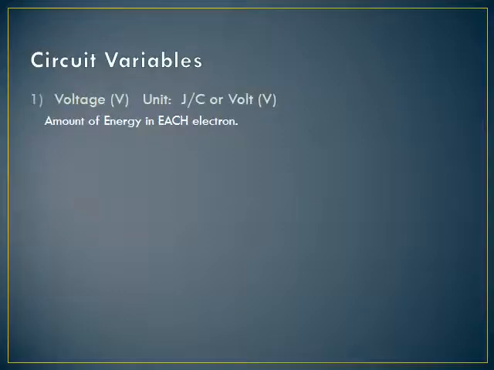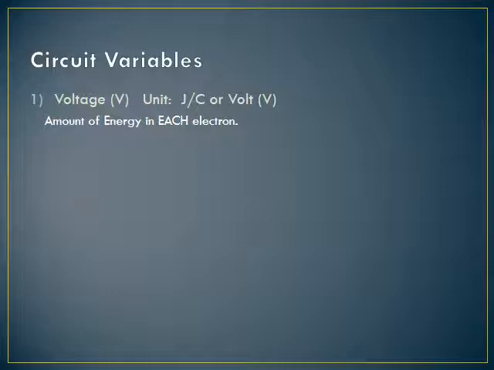The first is something you may have heard before, which is voltage. We use the symbol V to represent voltage, and the units of voltage are joules per coulomb, or the volt. You'll recognize joule as something we talked about briefly in our energy unit. Joule is the amount of energy. And the coulomb, of course, from a couple of slides ago, is the unit of charge.